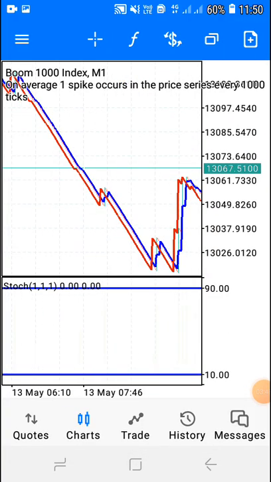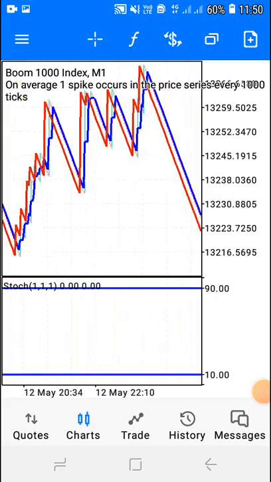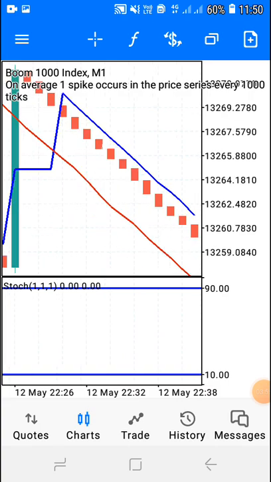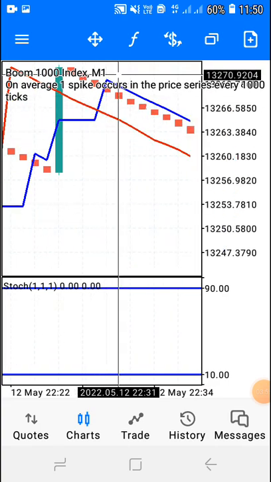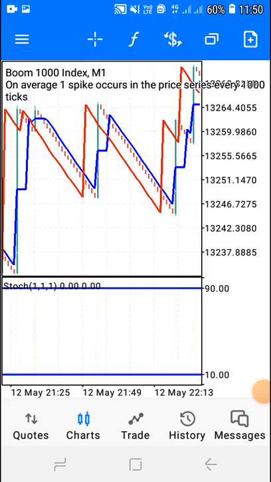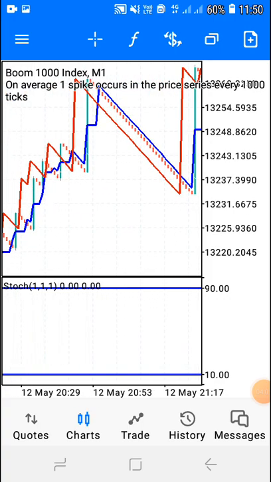Okay, so as you guys can see, every time we get a crossover, price tends to move in a certain direction. Right, so over here you guys can see we had a crossover and then price came down, but you won't be able to use the strategy without the other indicator that I'm going to add to the chart.